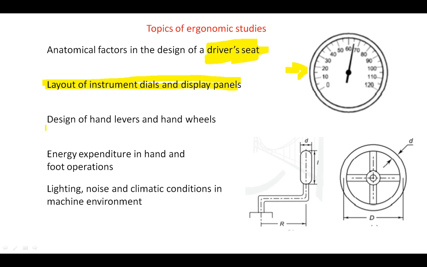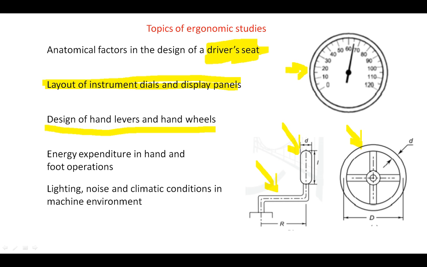Next one is design of hand levers and hand wheels. This is one example of a hand lever, and this is a hand wheel. So designing of hand levers and hand wheels is also a topic of ergonomic studies. See, a human body on average can apply a certain amount of force to a lever. So, while designing a lever, it should be designed in such a way that it can be easily operated. It should not require too much force. Otherwise, what will happen? The user will get tired very easily.